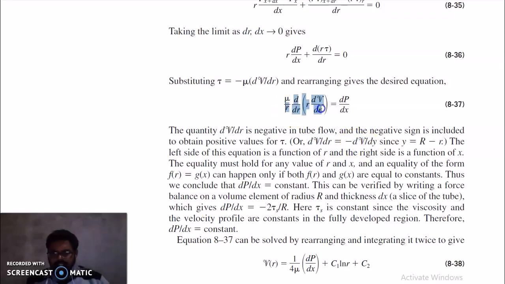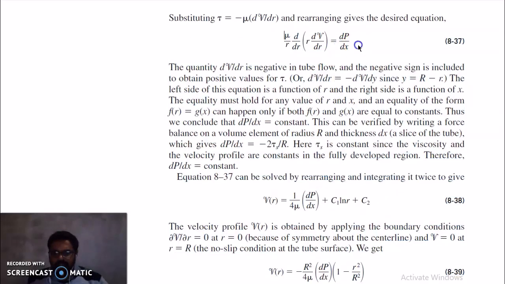So the left hand side of the equation is a function of r, and the right hand side of the equation is a function of x. The equality must hold for any value of r and x, and an equality of the form f(r) equals g(x) can happen only if both f(r) and g(x) are equal to a constant. If this is constant, it means your dP by dx is equal to a constant.